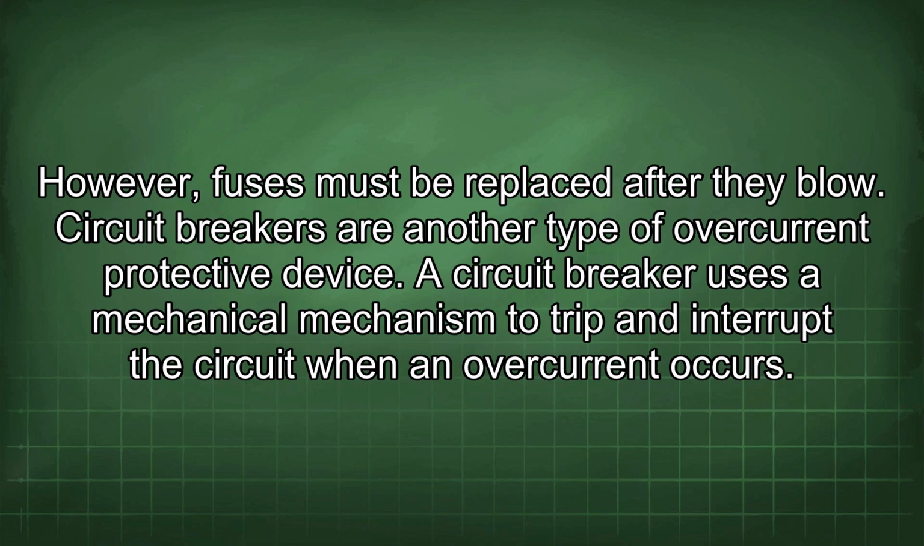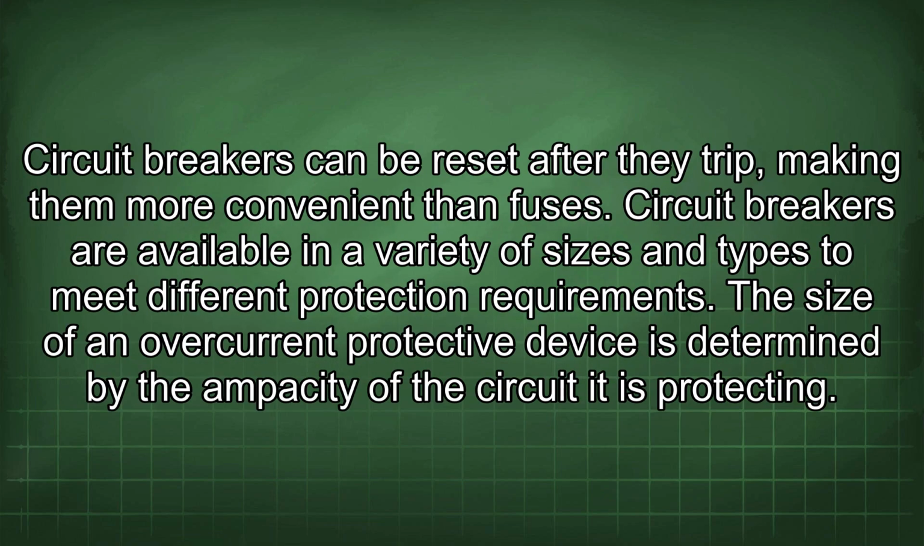Circuit breakers are another type of overcurrent protective device. A circuit breaker uses a mechanical mechanism to trip and interrupt the circuit when an overcurrent occurs. Circuit breakers can be reset after they trip, making them more convenient than fuses. Circuit breakers are available in a variety of sizes and types to meet different protection requirements.